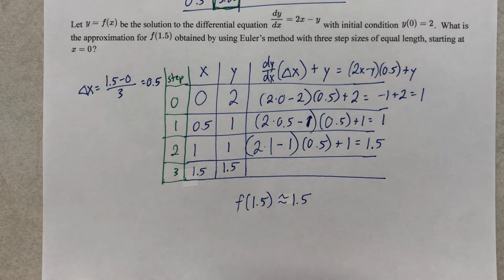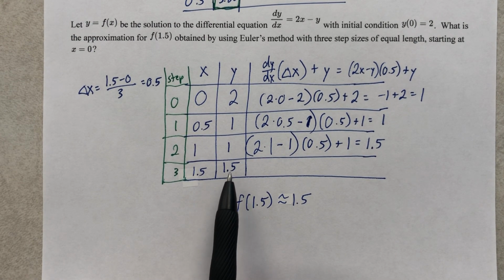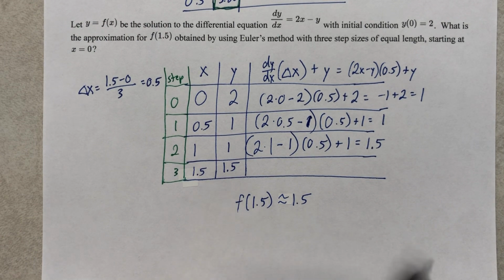So the approximation for f of 1.5 is 1.5. When I plug in 1.5, I'll probably get something really close to 1.5. Why don't we plug it in? We can't. We tried. Couldn't even find the original function. Tragic, I know.